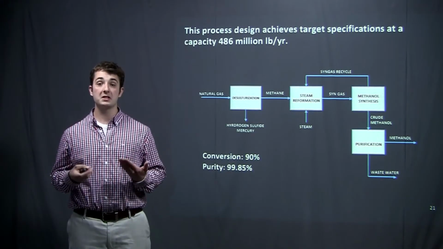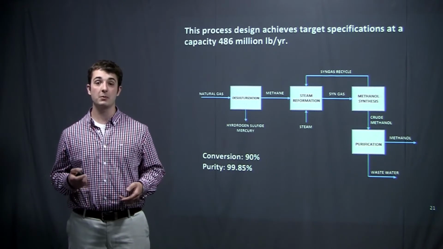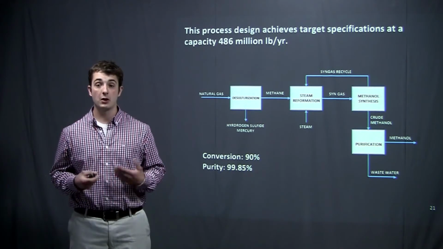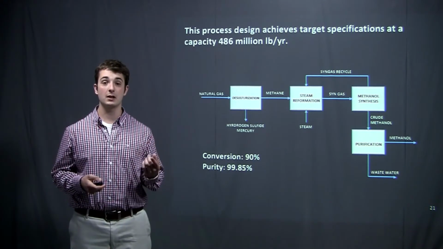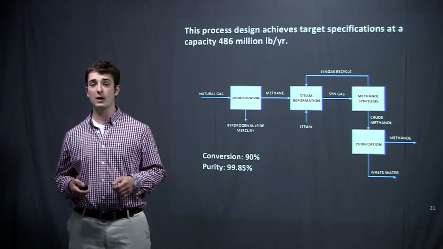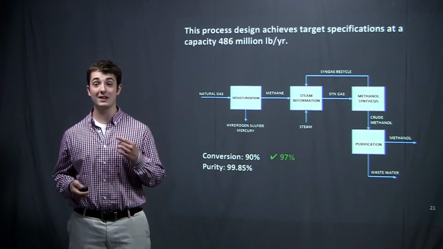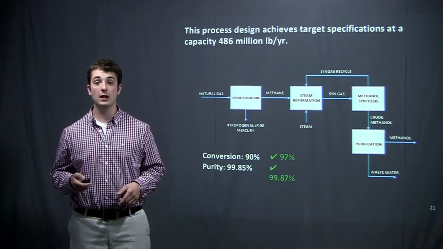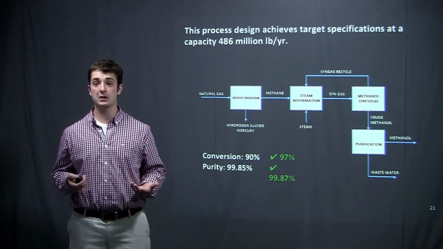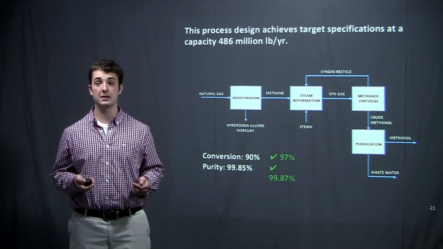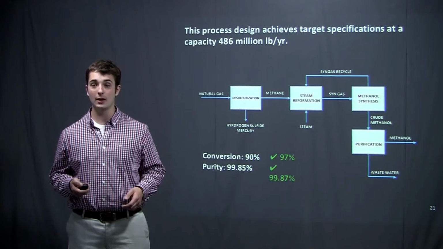So the process design achieves target specifications at a capacity of 486 million pounds per year. Going into our specifications for this project, we need a conversion of 90% and a purity of 99.85% for methanol. After we look into our process, we can see that we get 97% conversion and we go to 99.87% purity, which meets our specifications and exceeds them. So now I'm going to hand it over to Logan again, and he's going to talk about the PDRI.